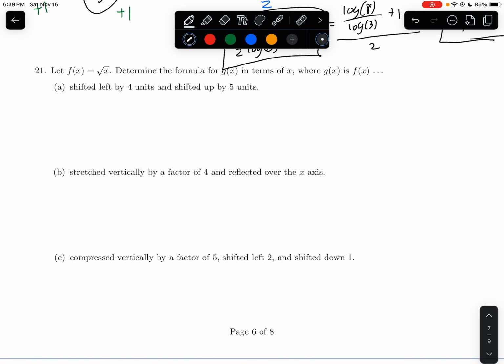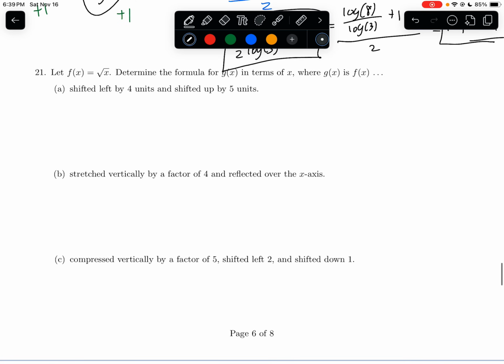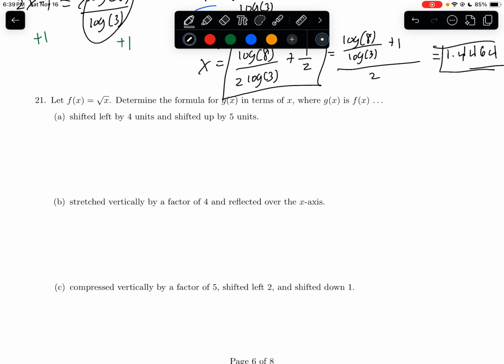Okay, moving on. We have a function, and there are some transformations being applied. These are all different, right? They're not impacting each other. They're all separate questions, each part. So if we shift it left by 4 and up by 5, shifting left by 4 means we add 4 to the inputs, so f of x plus 4, plus 5 does the shift. And then in terms of what the function is, this is the square root of x plus 4, plus 5, because f of x is the square root of x.